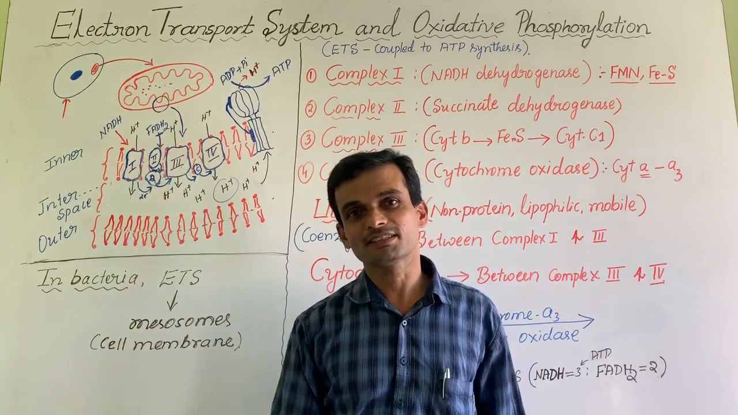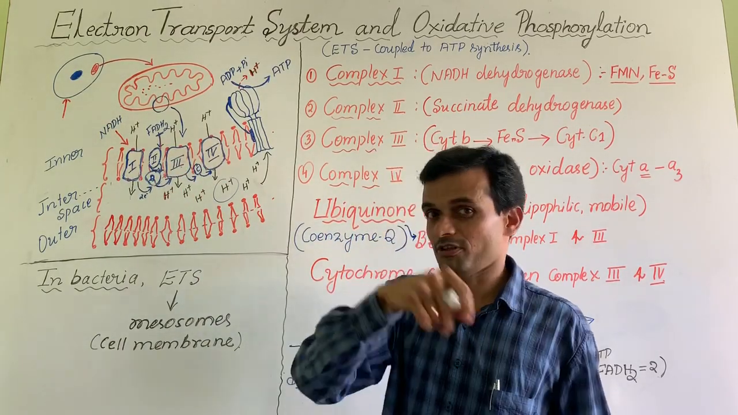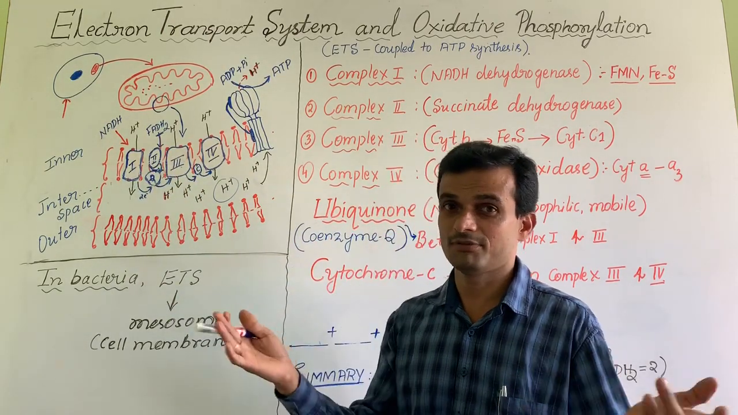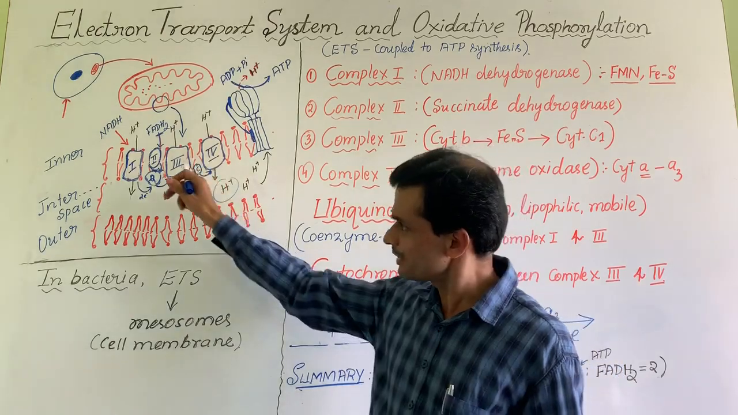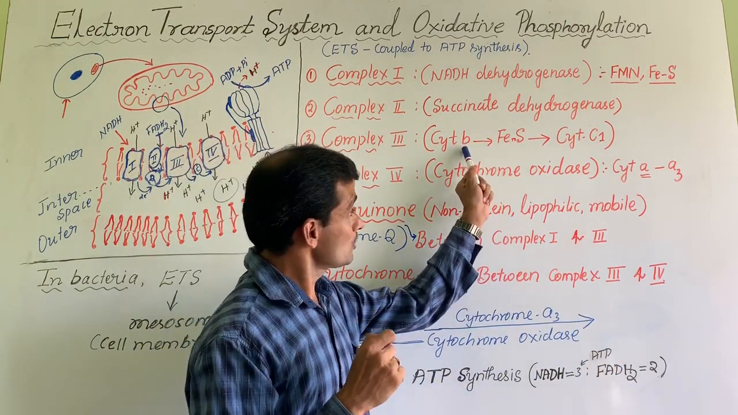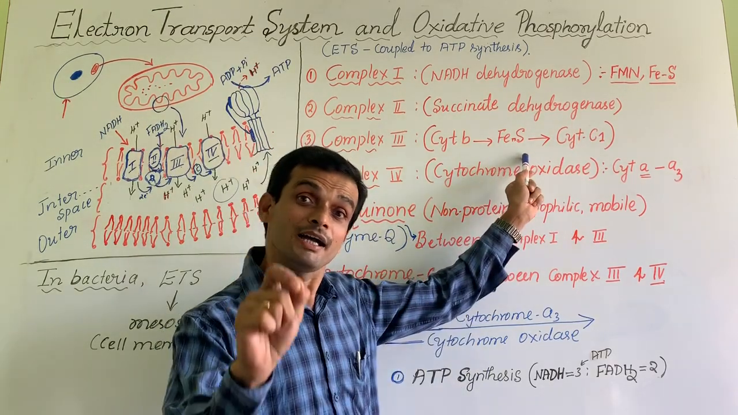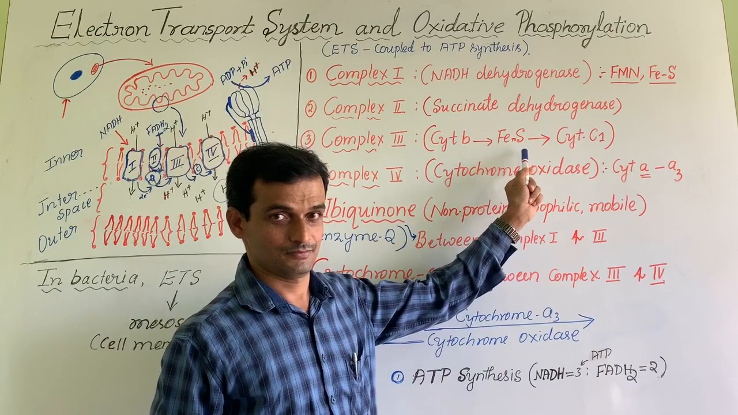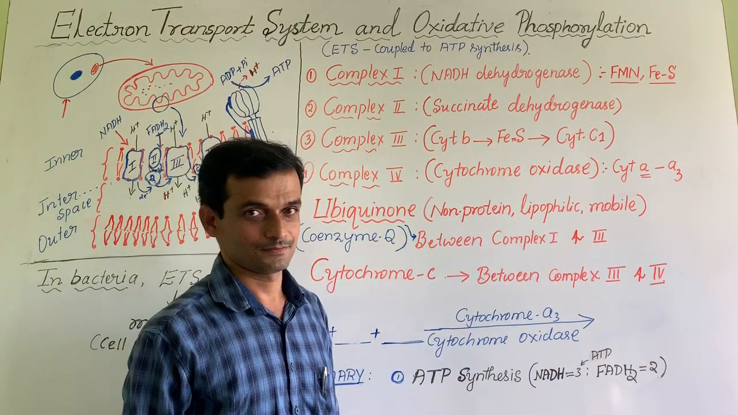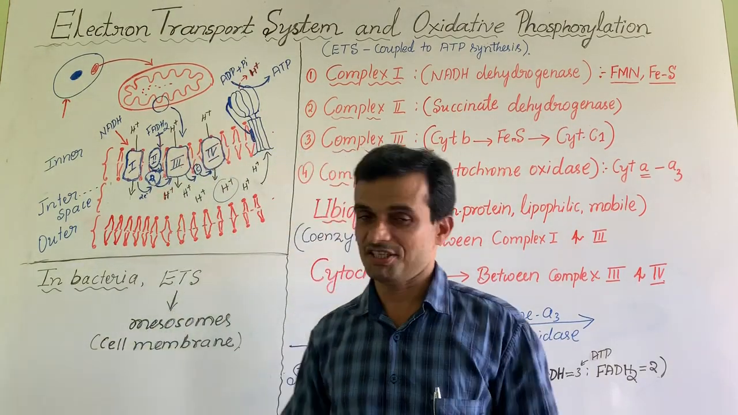The second complex doesn't have a significant role in ETS. It comes in one of the steps of Krebs cycle. This is succinate dehydrogenase complex. It doesn't have any other electron carrier. Third complex has cytochrome BC1. There is also an FeS protein. Fourth complex has cytochrome a3. In between these complexes, there are a few more electron carriers.